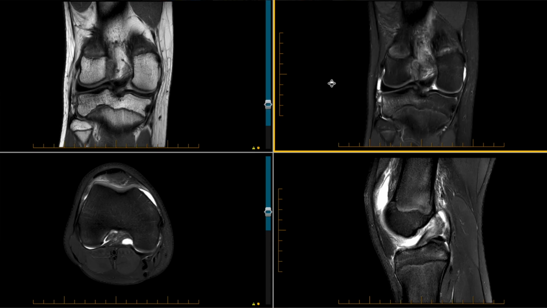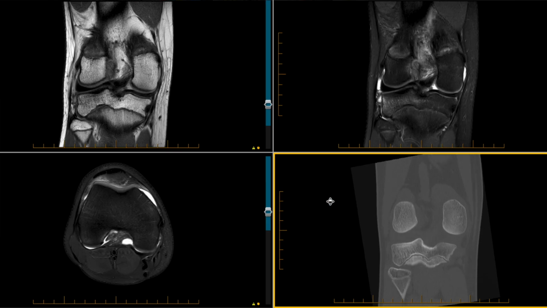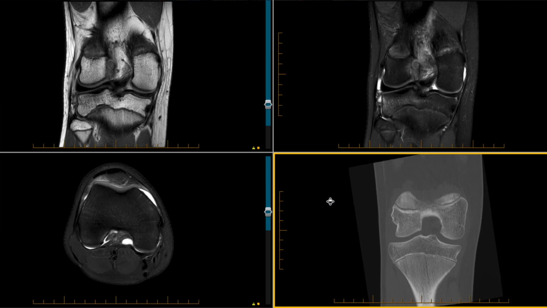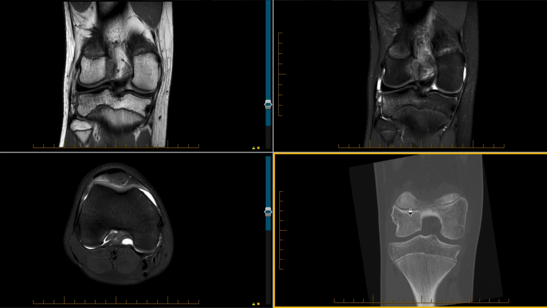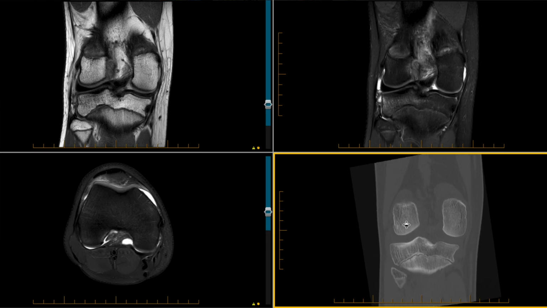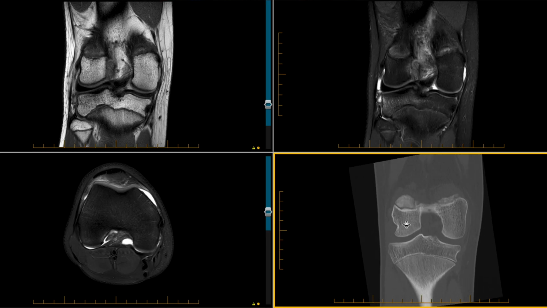This patient also ended up having a CT, and on the CT it confirms that there is no bony avulsion at that femoral attachment of the ACL, deeming this a soft tissue avulsion injury.